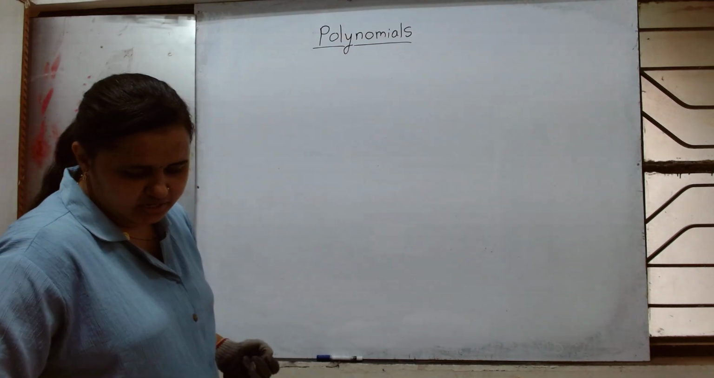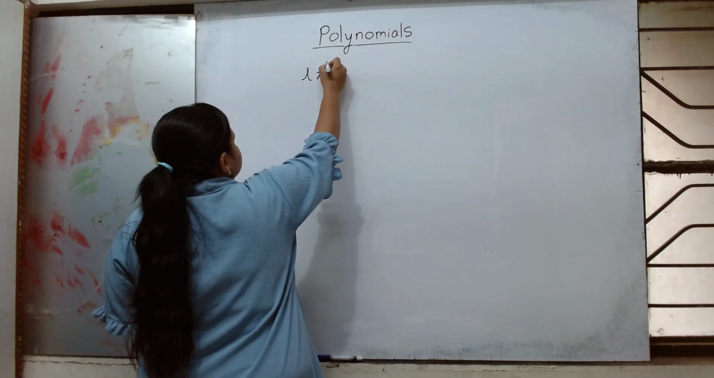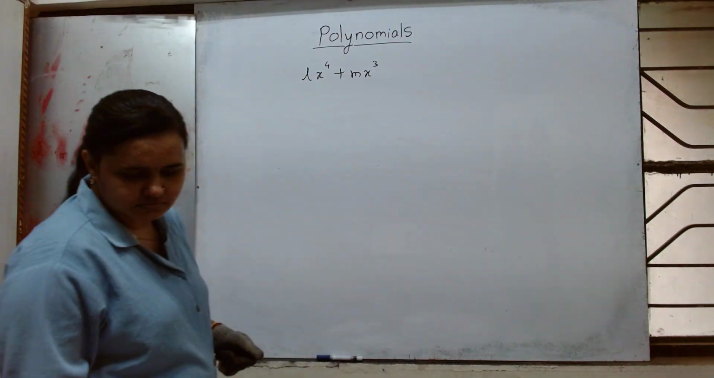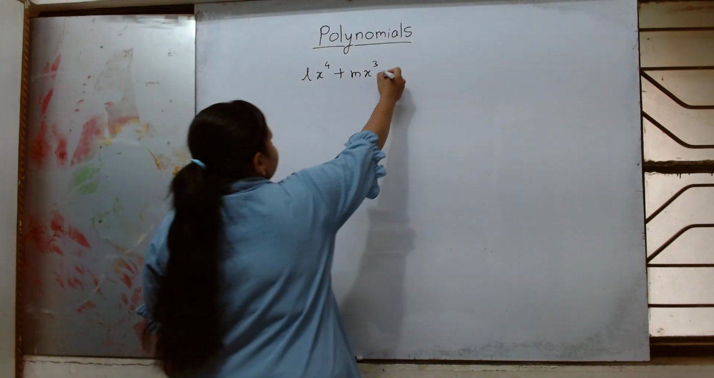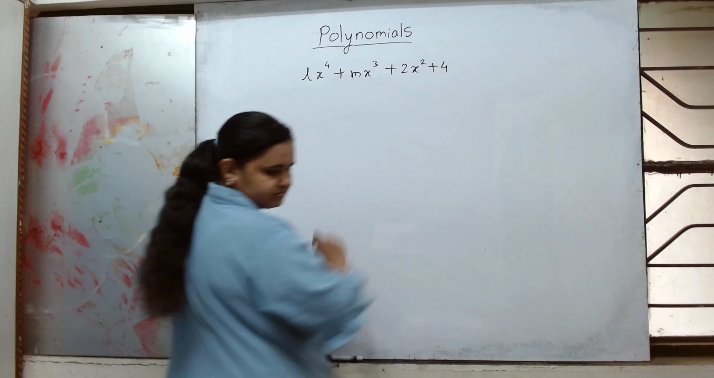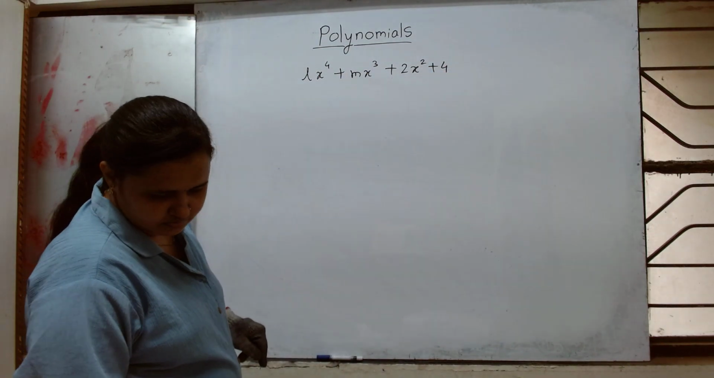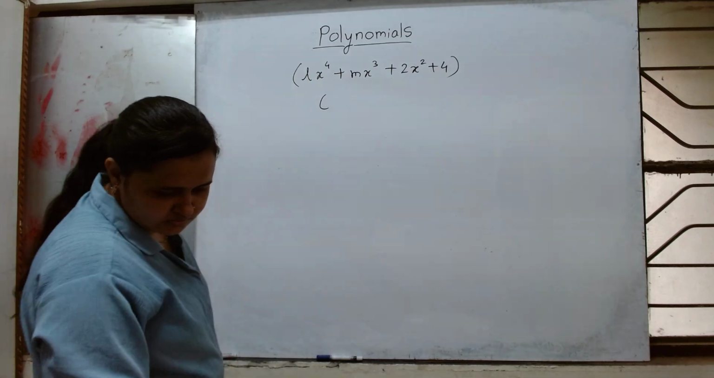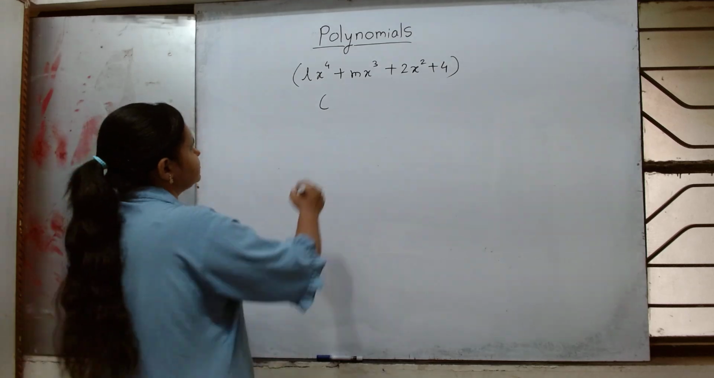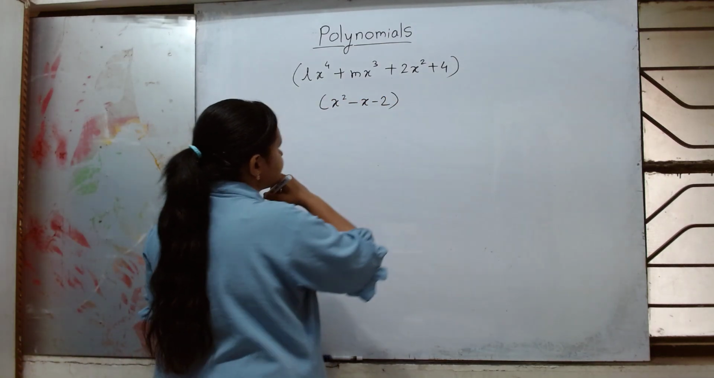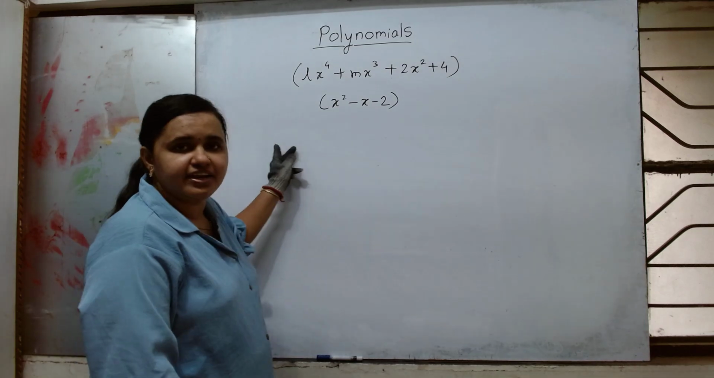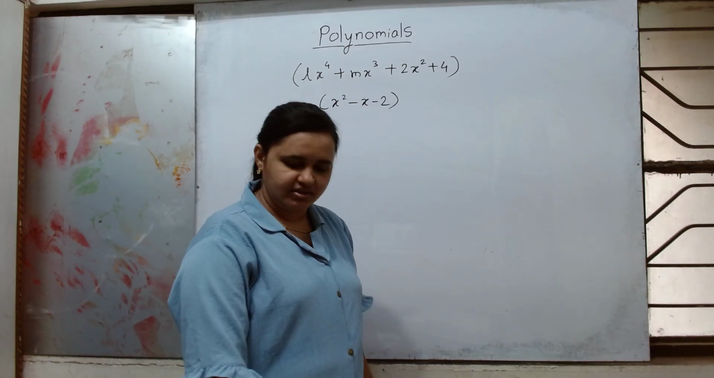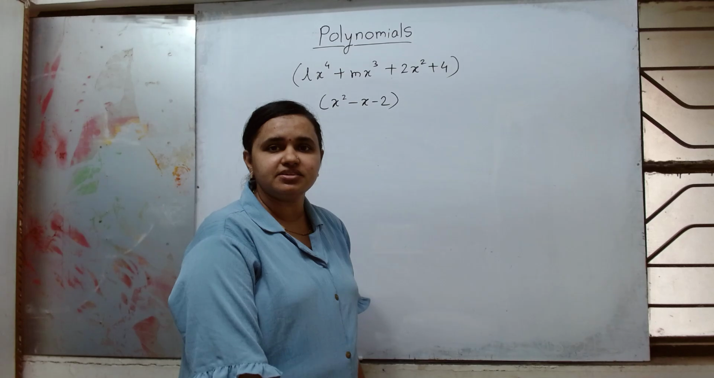Now the second one, the value of L. If Lx to the power 4 plus mx cube plus 2x square plus 4 is exactly divisible by x square minus x minus 2, we have to find the value of L. We will simultaneously solve B and C because B and C have the same equations, and we have to find L and M both. So we will solve B and C simultaneously.